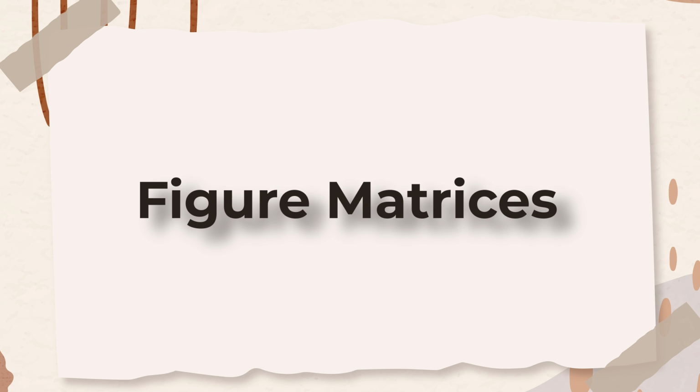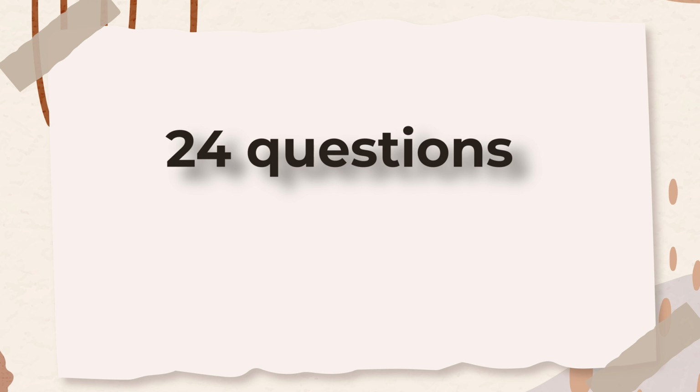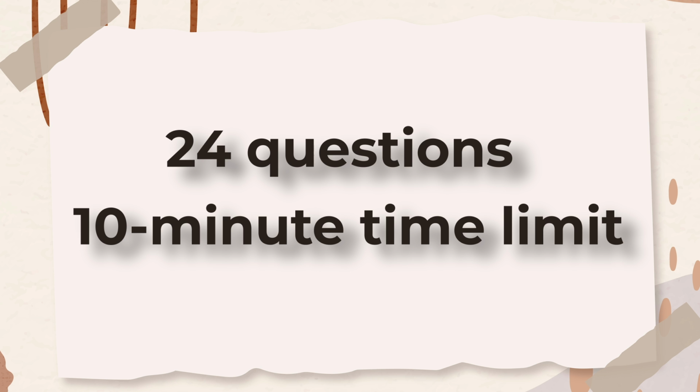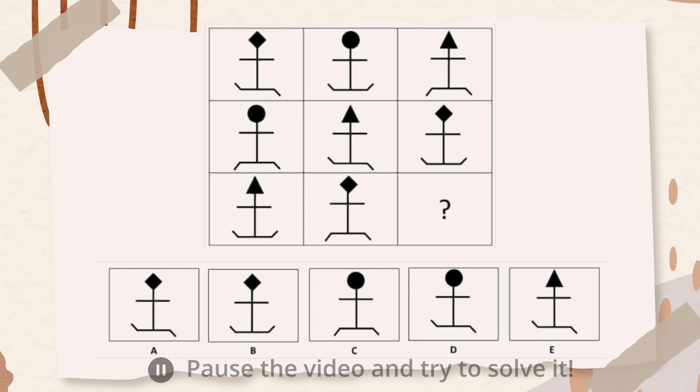The next section of the CAT4 is called Figure Matrices, and it also includes 24 questions with a 10-minute time limit. These questions are either 2 by 2 or 3 by 3 matrices comprised of different pictures. In each row or column, the pictures change in the same way or follow the same rule. Choose an answer that goes in the empty box in the matrix, following the same rule.